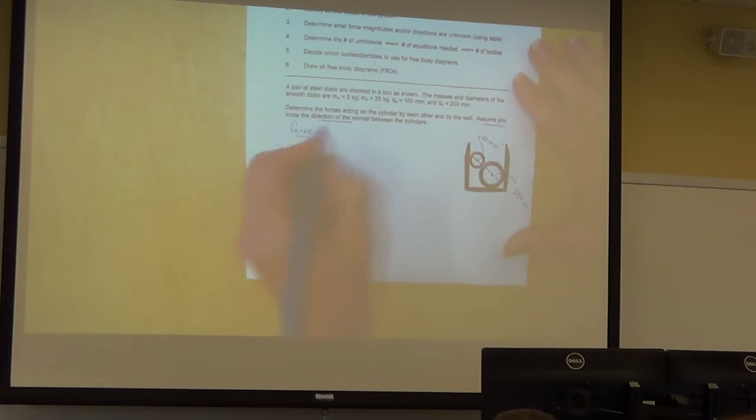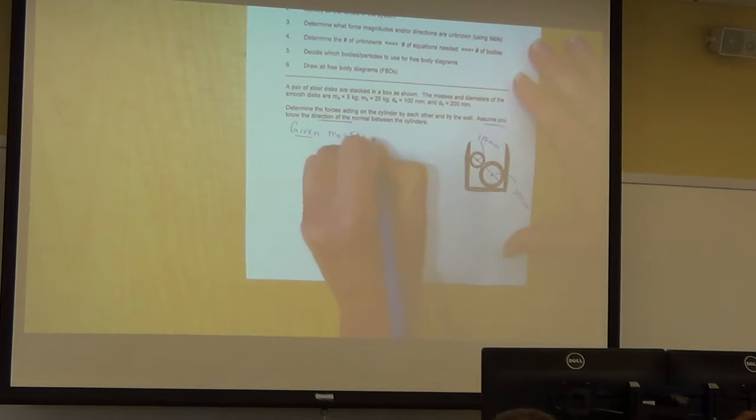The masses and diameter. Okay, so mass of 5 kilograms, and what's the first thing I'm going to do? Find the weight. Right, so the weight would be 5 times 9.81. Is it okay if we just said 5 times g? Yeah, that's what I just did.